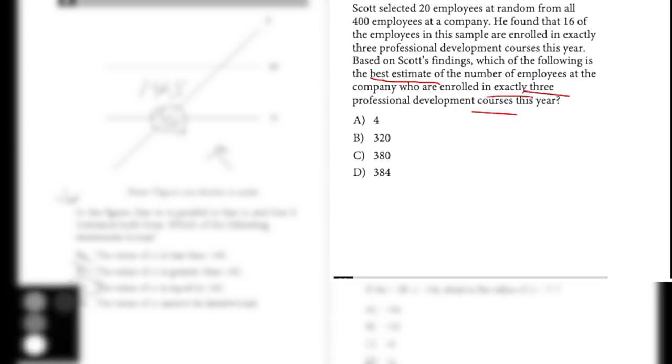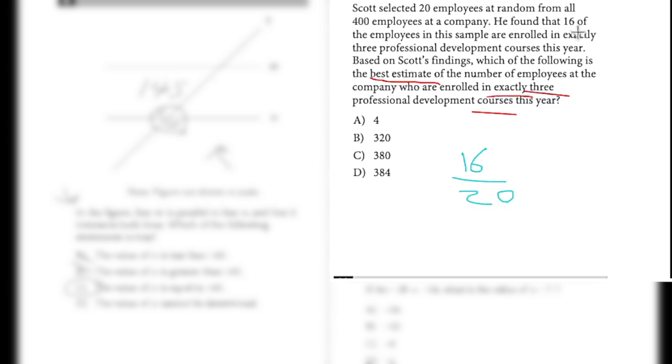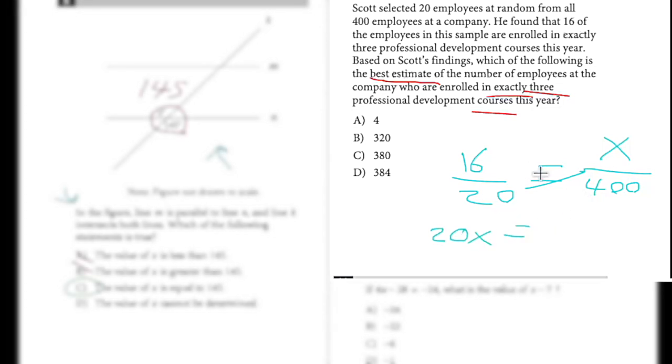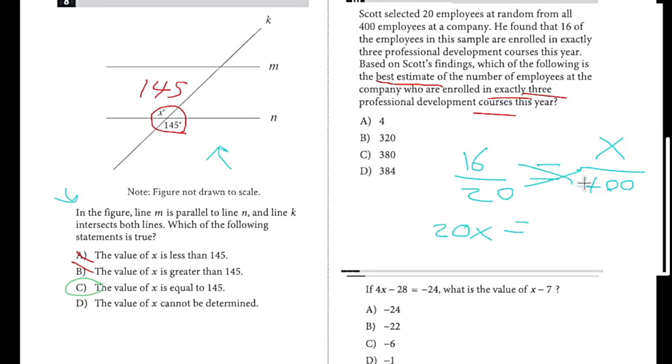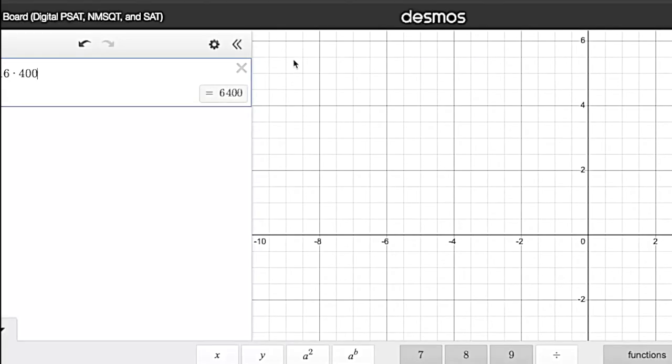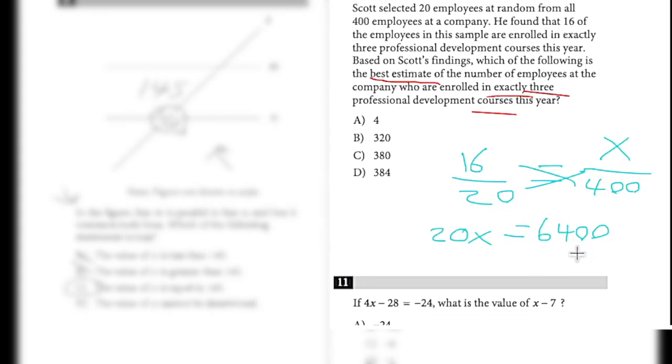Okay, so basically it's a ratio, right? Because we're saying 16 out of 20 were enrolled in exactly 3 courses, but we're trying to figure out the best estimate of all of them out of the full 400. So we could write it like this, right? A little cross multiplication here. 20x equals, all right, and I'm going to go ahead and grab my calculator. 16 times 400, 6,400, and divide that by 20. Well, if we divided it by 10, it would be 640. And then if we divided it by 20, it would be 320, right?